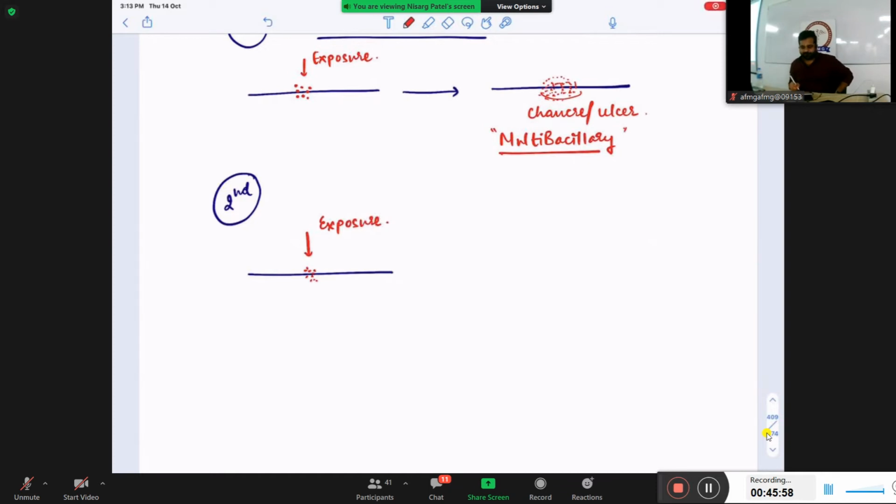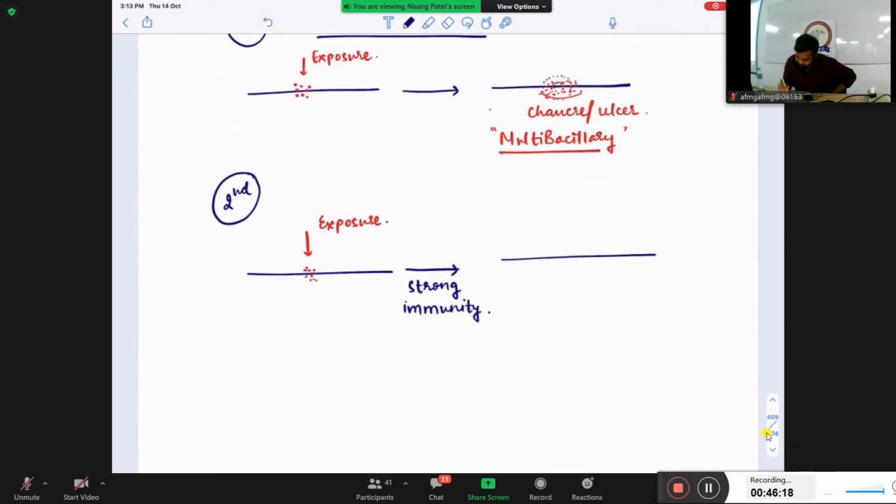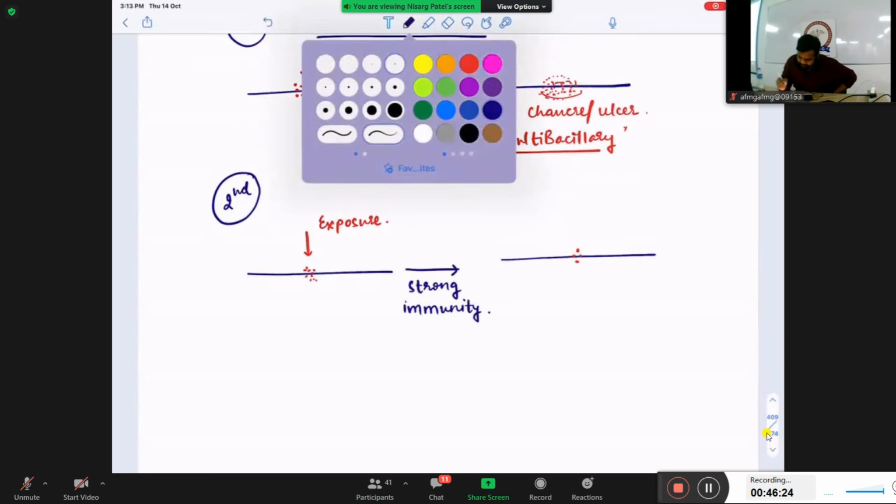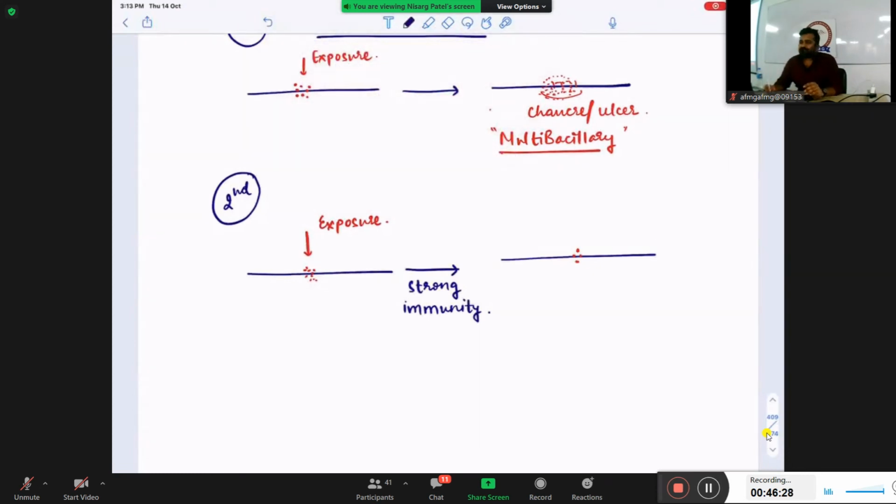Now he again came into contact, but because of this previous exposure, the patient has a strong immunity. So what will happen? My immune cell, you all know in pulmonary TB, how do you kill this bacteria? In pulmonary TB, how do you kill the TB bacillus? By forming the granuloma, right? That is why in pulmonary TB patients, they form cavities.